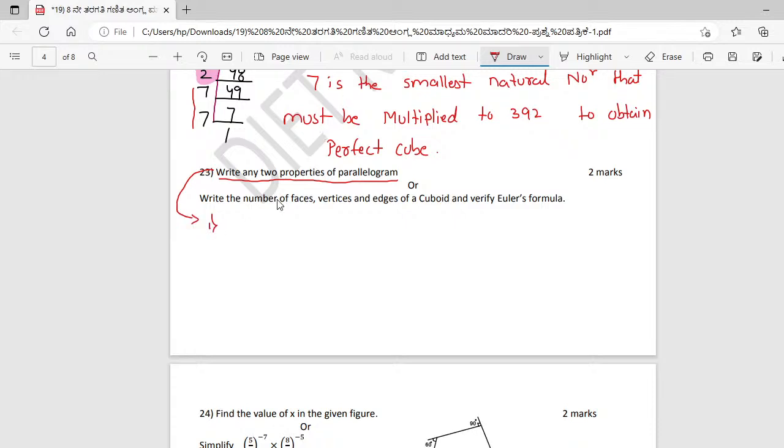Let us write down the first property of a parallelogram. I hope everybody knows what the properties are. Opposite sides of a parallelogram are equal. Opposite sides of a parallelogram are equal and parallel.